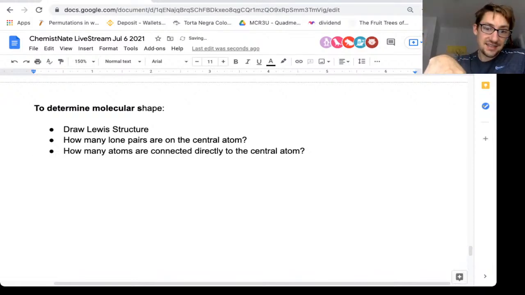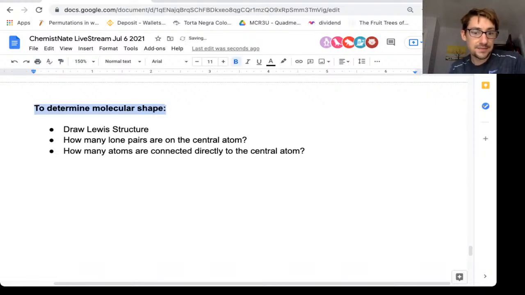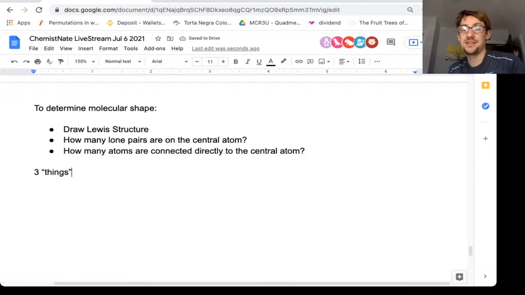With that, I can figure out how far apart these things can get. And all of them are based off of how many things are attached to the central atom. What I mean is, when I say the word thing, yeah, someone's talking about VSEPR. Yeah, we're getting to VSEPR, don't worry.